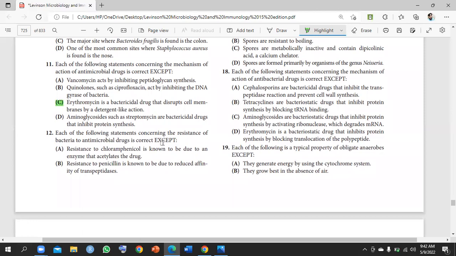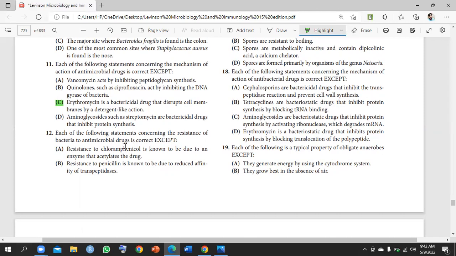Now, each of the following statements concerning the resistance of bacteria to antimicrobial drugs is correct except. Okay, now here is the resistance. This is a little bit tricky one. You have to know about the resistance, okay?